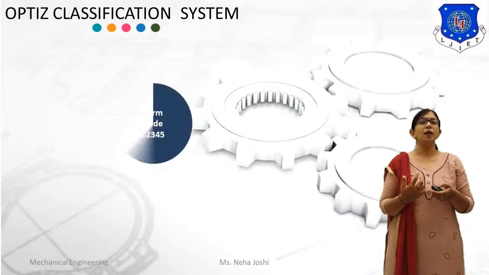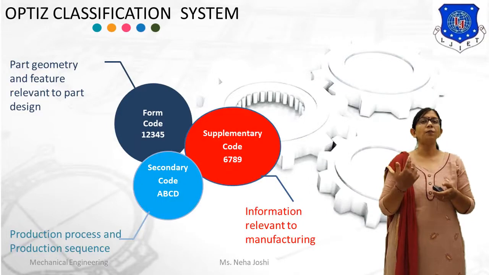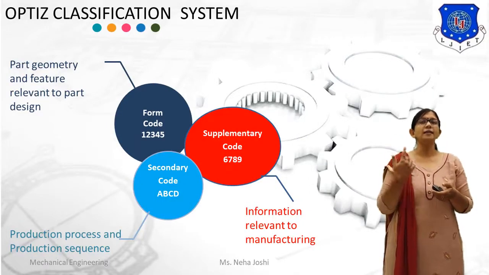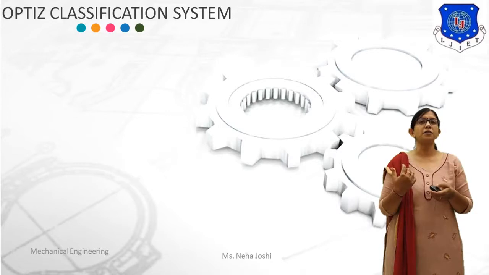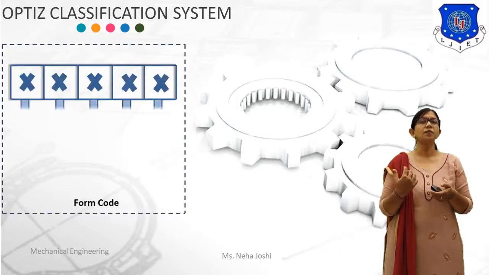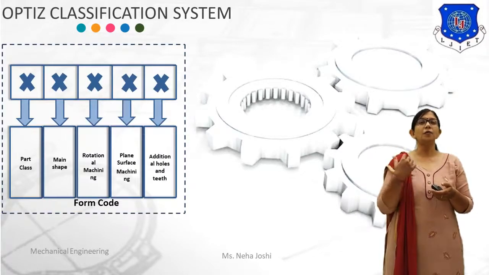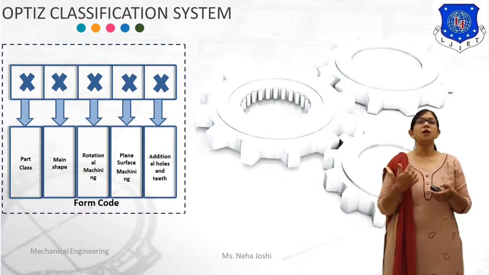Here in the diagram, you can see the form code, then the supplementary code and secondary code, which is used in the Opitz classification system. Now, the general structure of the Opitz classification system. In this diagram, you can see the primary digits. Digit 1 shows whether the part is rotational, and also the basic dimension ratio, length to diameter if rotational, and length or width if the part is non-rotational.